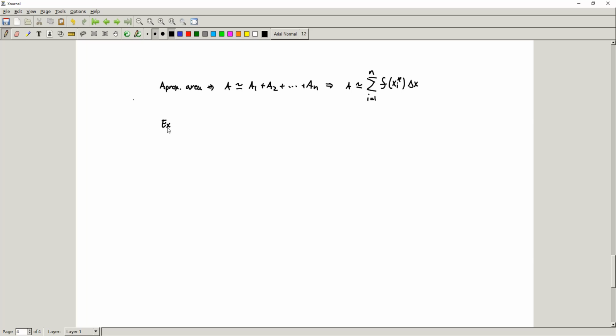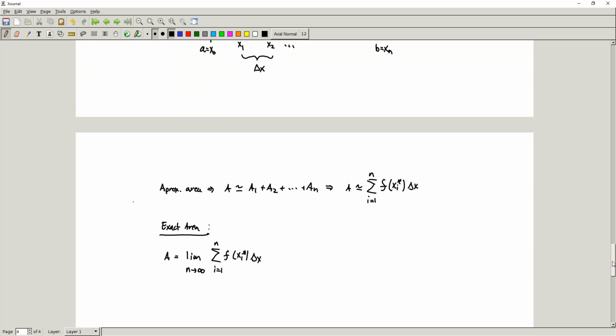So let's write that down. We could find the exact area if we wanted to by taking the limit as n goes to infinity of basically our previous expression here. So if we take the limit as n goes to infinity of the sum as i goes from 1 to n, and as we said, n is going to infinity, of f of xi star delta x, this will end up giving us an exact result.